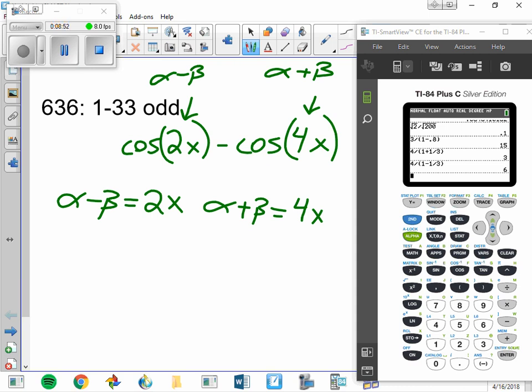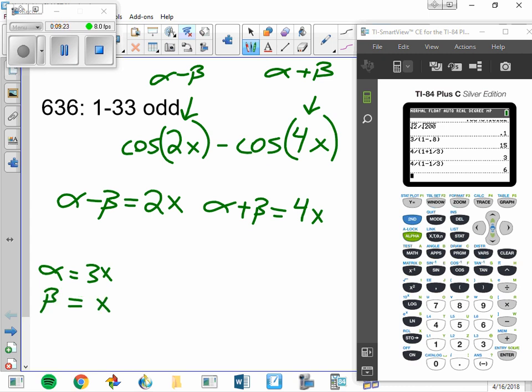How do we figure out what alpha and beta are? Okay, now this one you can do in your head because it is quite simple. So which is which? So alpha equals 3x. Yeah, you said it right. I wrote it down wrong. Alpha is 3x, and beta is x.